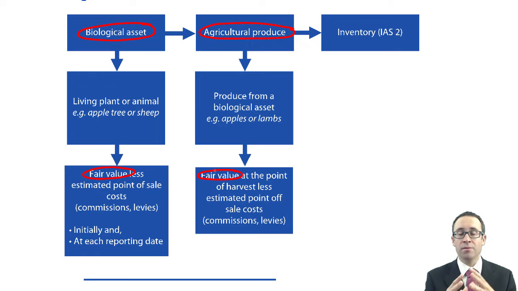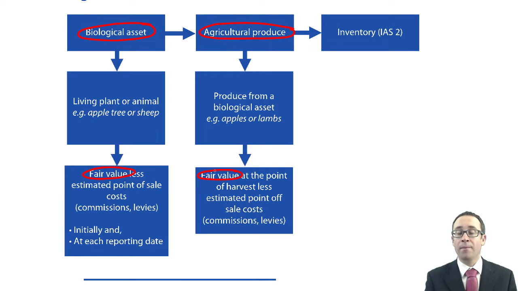With regards to the biological asset, we record its fair value initially and then at each reporting date, because don't forget that the biological asset is going to grow. It could be several years before the apple tree is ripe enough to produce apples, or it could take a few years for the sheep or the lamb to grow large enough to reproduce some agricultural produce. So we remeasure it at each reporting date.